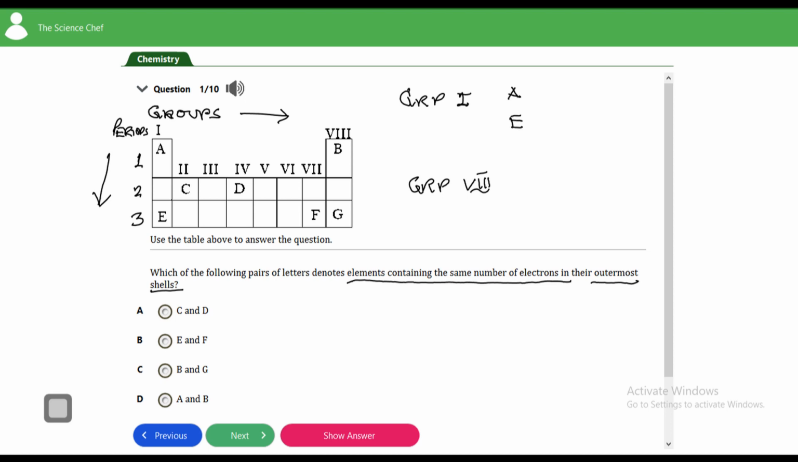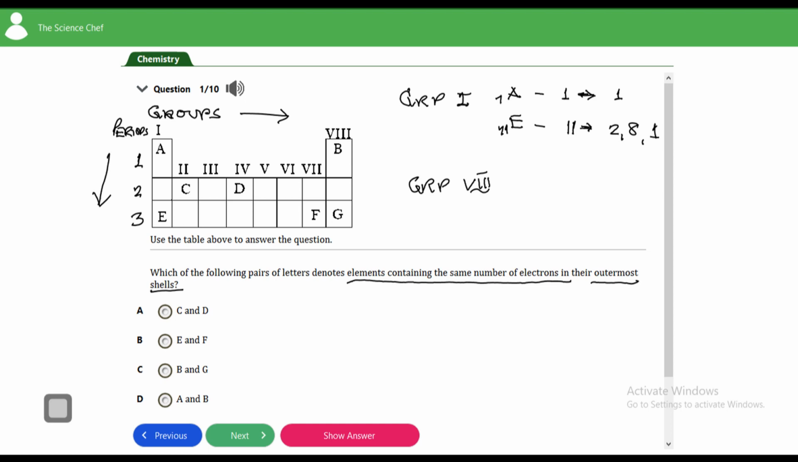A has an atomic number of 1. How do I know that? Because the first element in group 1, or the first element, is always hydrogen. While E is 11, right? E has an atomic number of 11. So you can write this here: A is 1, E is 11. The electronic configuration of A will be just 1, while the electronic configuration of E will be 2, 8, 1.